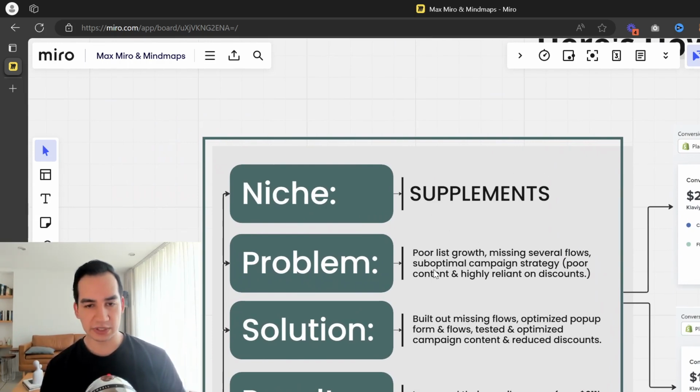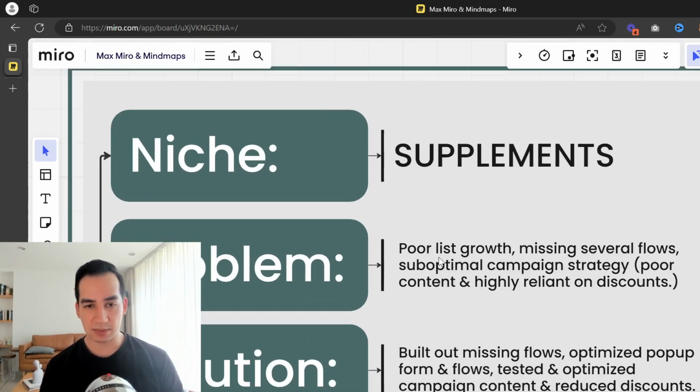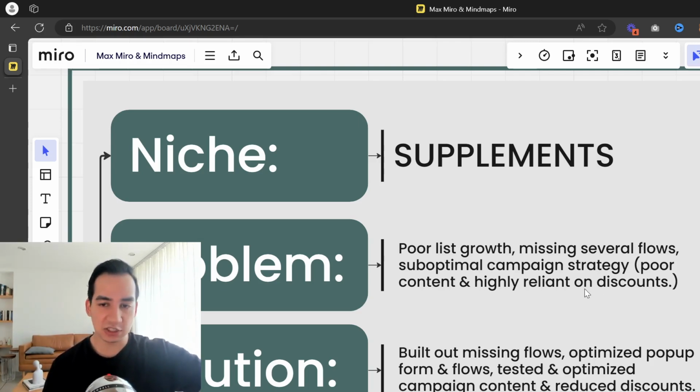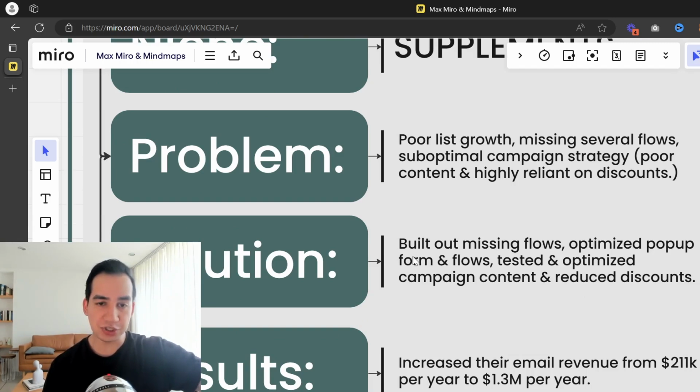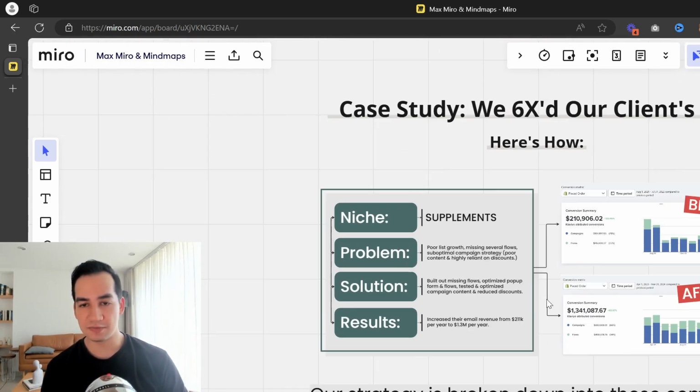So supplement brand, as I said, their main problems were poor list growth, missing several flows, suboptimal campaign strategy, poor content, highly reliant on discounts, which is quite common. Solution in this case was building out the missing flows, optimizing the pop-up form and the flows, testing and optimizing the campaign content, and reducing the discounts. Generally speaking, you don't want to have a lot of discounts on the campaigns. The results: we increased their email revenue from 211K per year to 1.3 mil per year in email revenue. So obviously great results.